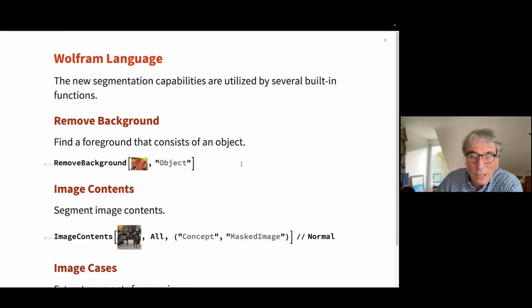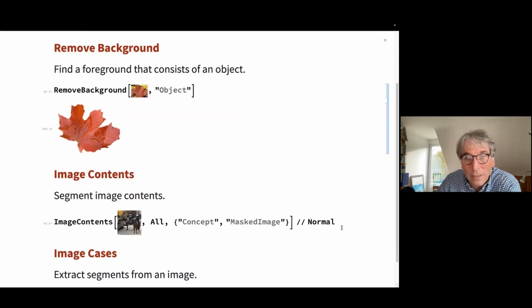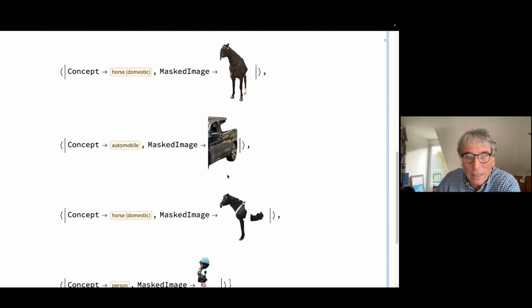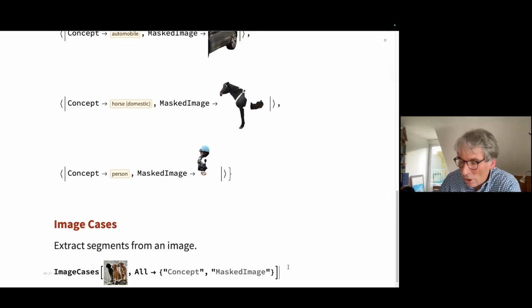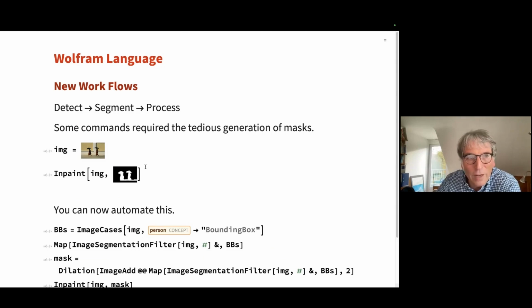All right, so this is being utilized in all kinds of commands in Mathematica. One is RemoveBackground, which now not only works with saliency, with this U-square-net that you just saw a minute ago, but you can now also get objects, which works better if the front object is very similar to the background. You can now run ImageContents or ImageCases and extract a masked version, not just a bounding box version, of the things that are being recognized in that particular image. And I think you can imagine how Cases works. And all of this now has the nice side effect that you can do all kinds of new workflows.